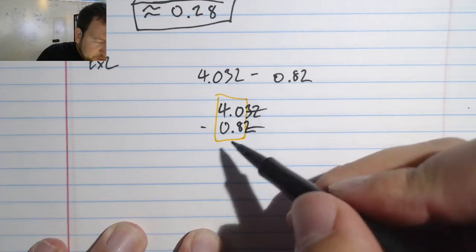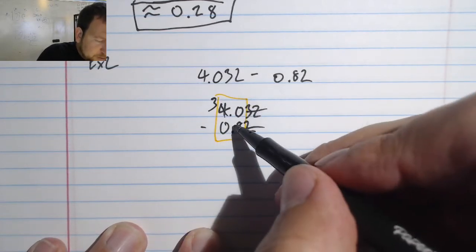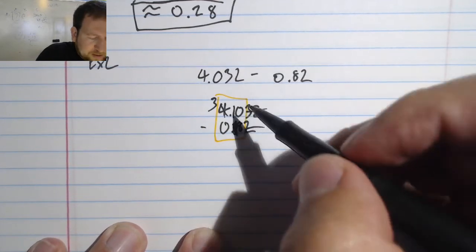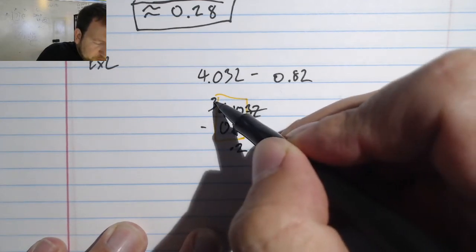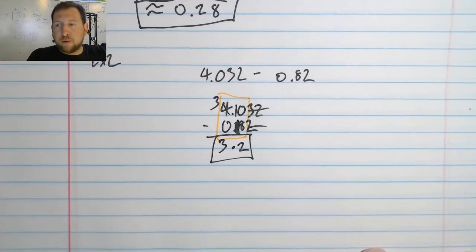Now I have 0 minus 8, which I can't do. Turn that to a 3. Oops, not an 18 here. Whoops, turn that to a 10. 10 minus 8 is 2. Decimal point. 3 minus 0 is 3. And my answer is 3.2.